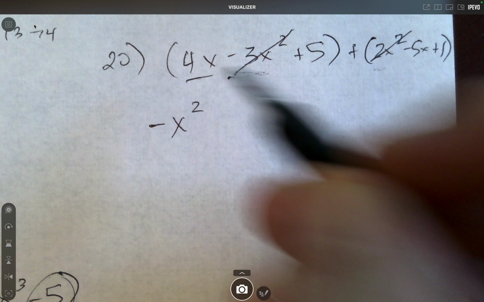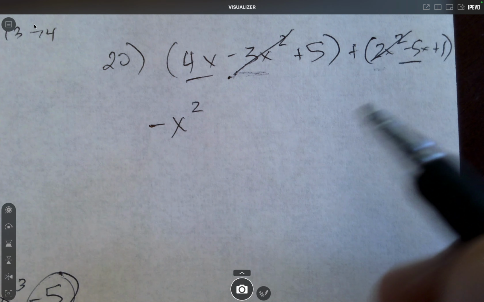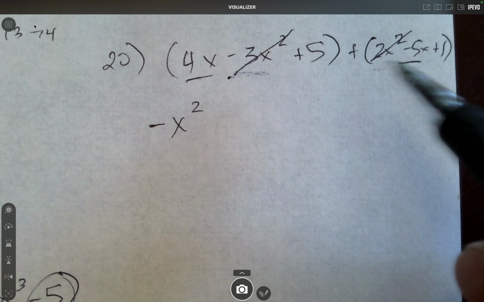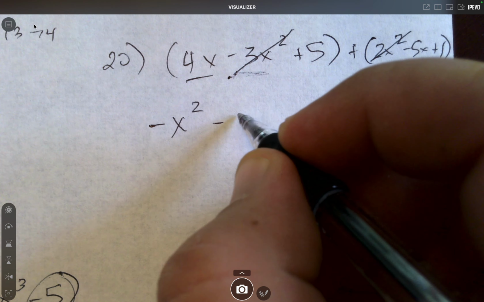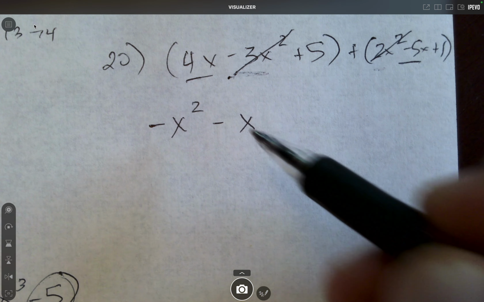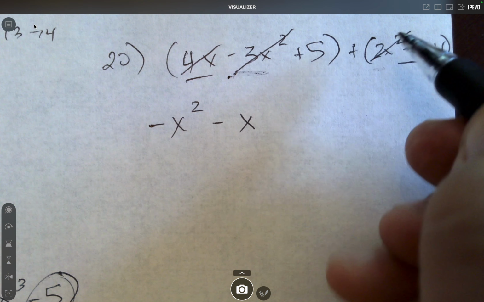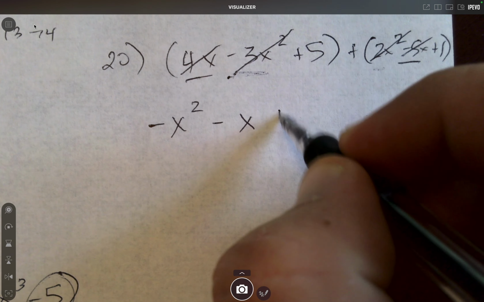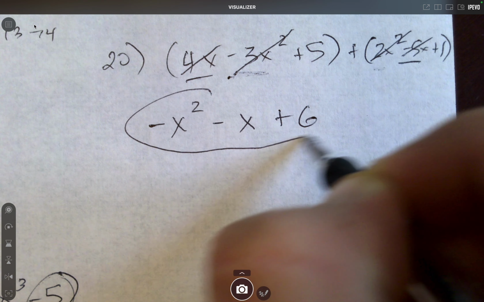Then we have a 4x and a negative 5x. Those are both x to the first, that's why they're like terms. 4 plus negative 5 is negative 1x. If you want to write a 1, that's fine, but you don't have to. That leaves us with a 5 and a 1. 5 plus 1 is 6.